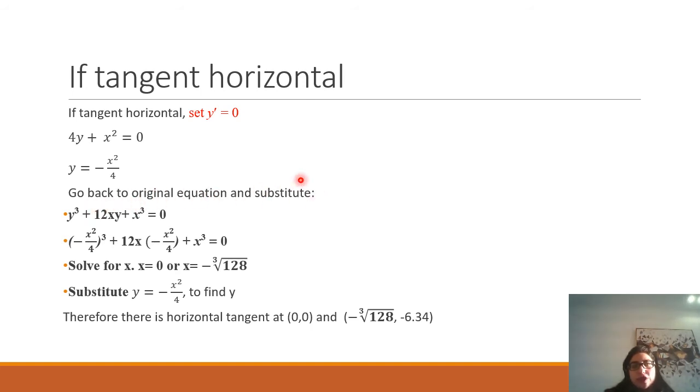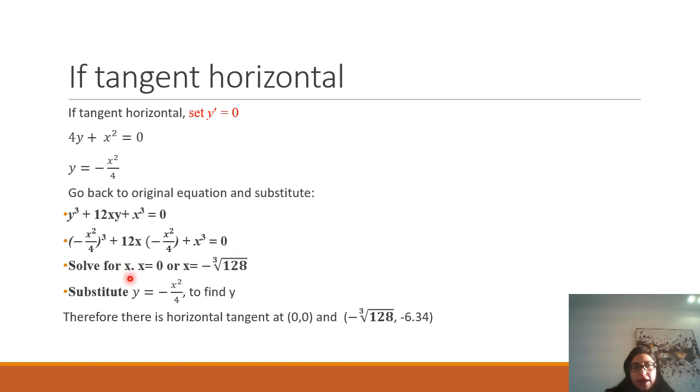The original equation, y cubed plus 12xy plus x cubed equals 0. Because if I have a function and I have a slope, both of them have the same points. So I can go back and substitute. I will substitute and write y as minus x squared over 4. Here it is. y became minus x squared over 4, and I'm rewriting the equation with the substitution.